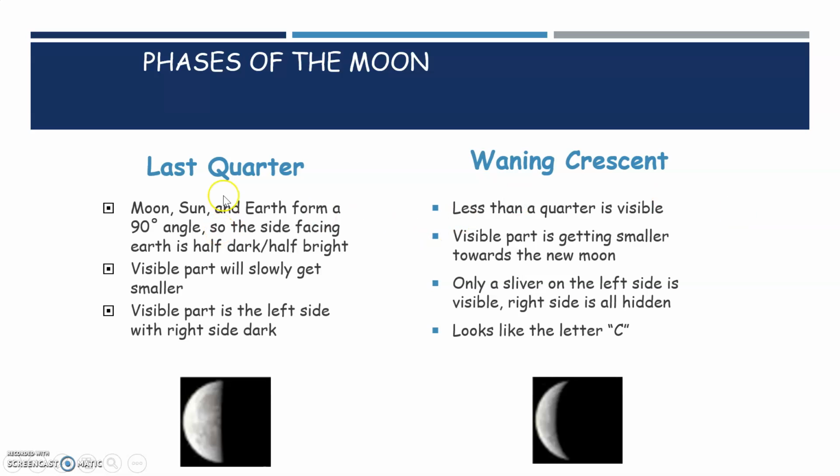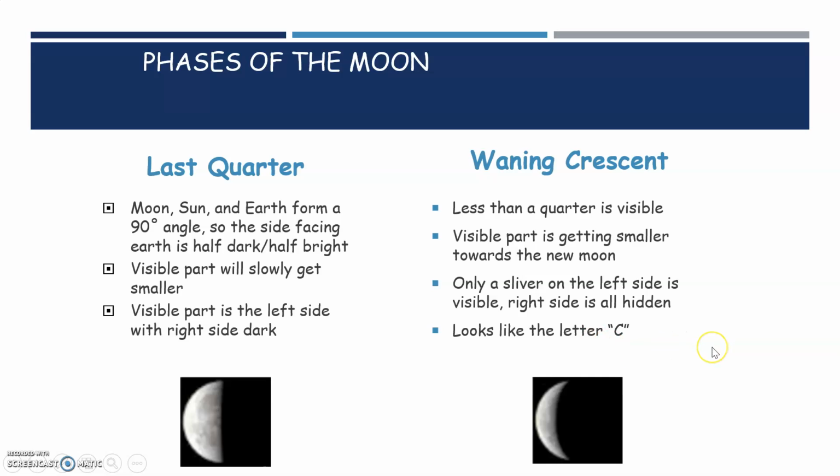All right, the last quarter, also referred to as the third quarter, is when the moon, sun, and earth form a 90-degree angle. So the side facing earth is half dark and half bright. The visible part will slowly get smaller, and the visible part is the left side with the right falling in darkness. So the last quarter is lit on the left. That's a lot of L's. Last quarter, lit, and left.